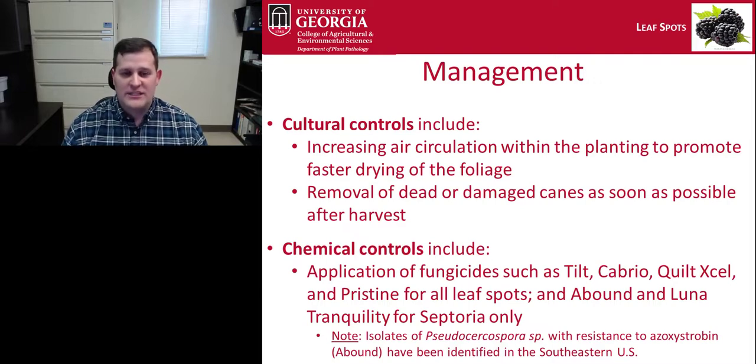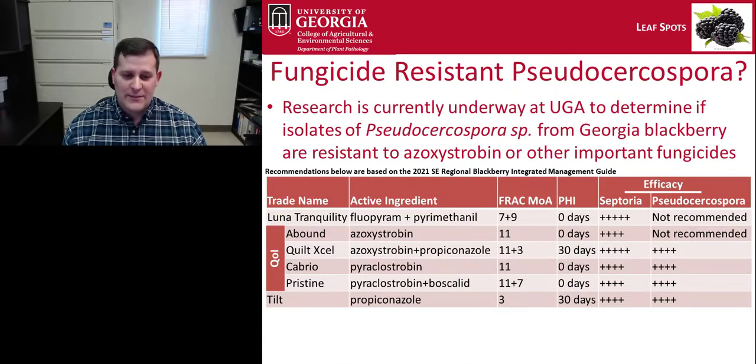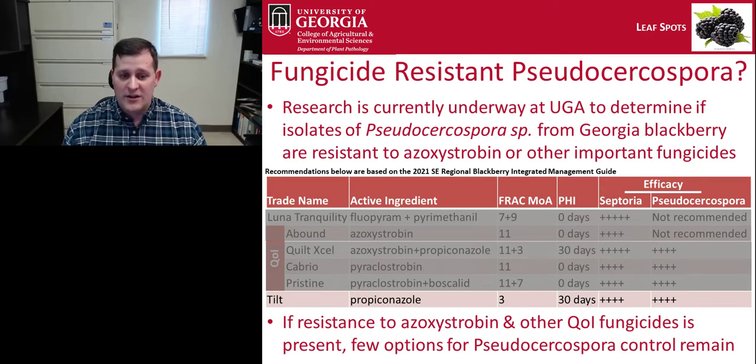So if there is fungicide-resistant Pseudocercospora out there, it's important to know that because that would essentially eliminate possibly all of the QOI fungicides from the list of available options for management of Pseudocercospora. So if there is fungicide-resistant Pseudocercospora that is resistant to azoxystrobin and other QOI fungicides, it really limits us to just Tilt as being effective for Pseudocercospora. So we're trying to look into that and figure out how widespread that resistance is so we can let you know management options in that case. But at this point, we don't know for sure that fungicide-resistant Pseudocercospora is present in Georgia, though it has been found in some other southeastern states.